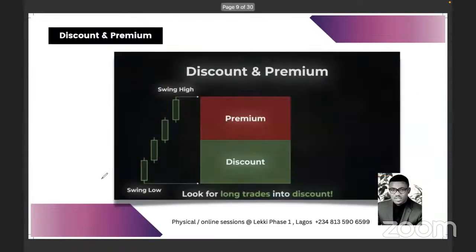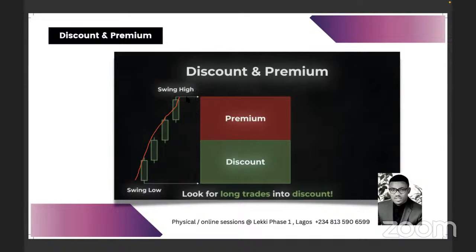That's what range means. Very importantly, when you identify a swing high, you identify a swing low, and you see a movement from swing low to swing high, and the market is going upwards, you want to take a buy on that market. There is something you need to consider. It is called premium and discount.